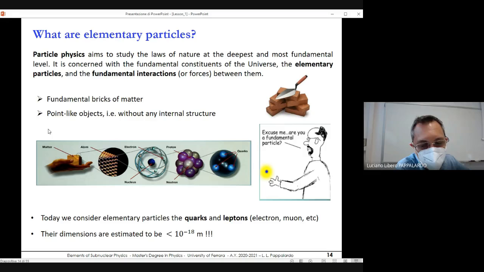So today we consider as elementary particles both the quarks and the leptons. We will study all these in detail, of course, but leptons are a family of elementary particles that include the electrons, which you know very well, and its heavier partners, which are the muon and the tau lepton. And the dimension of all these elementary objects, so quarks and leptons, is today estimated to be smaller than 10 to the minus 18 meters. So 10 to the minus 3 Fermi, if you like.